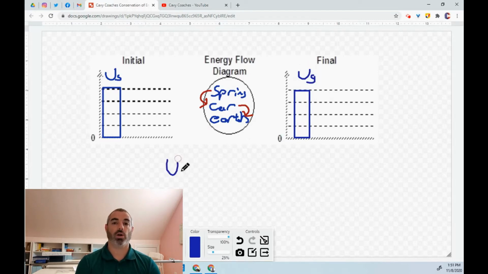So now we write our conservation equation. Stored spring energy plus work is equal to the gravitational energy. And again, all of our arrows stay inside the system, so that means all the energy is conserved. So that means there is no work. So for this situation, we have stored spring energy equaling gravitational energy.